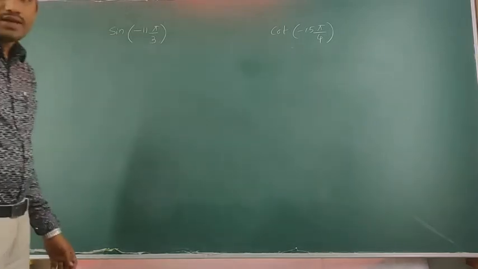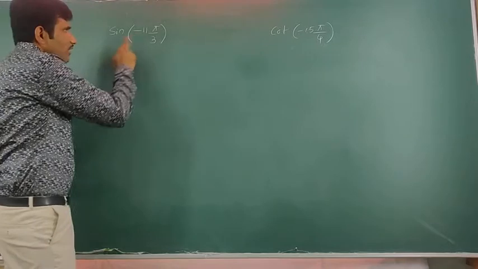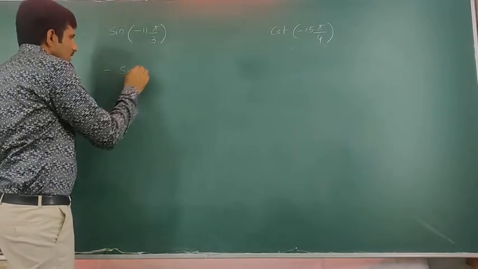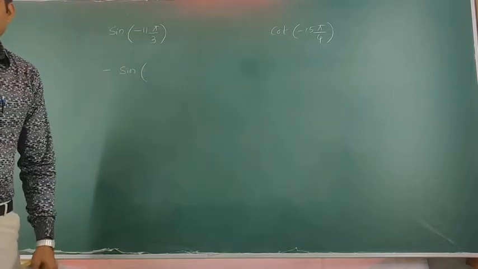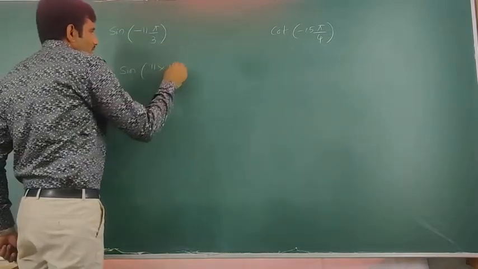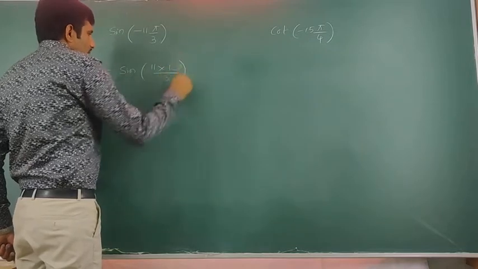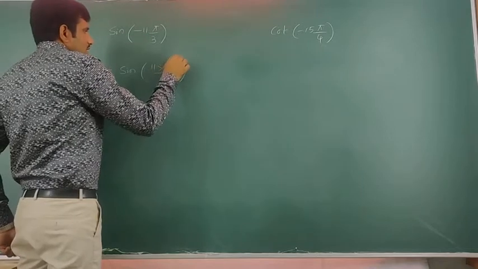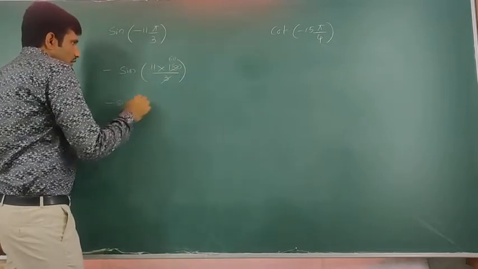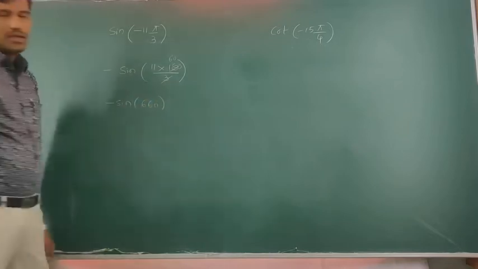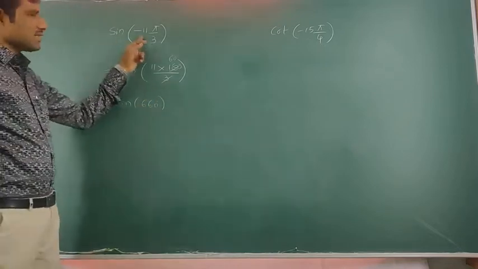See, sine of minus 11 pi by 3. So what is sine of minus theta? Minus sine theta, right? Sine of minus theta in fourth quadrant sine is negative, minus sine theta, that is 11 into pi. What is pi? 180 divided by 3. Is it clear? Now 3 ones are 360. So minus sine of 11 into 60 is 660.